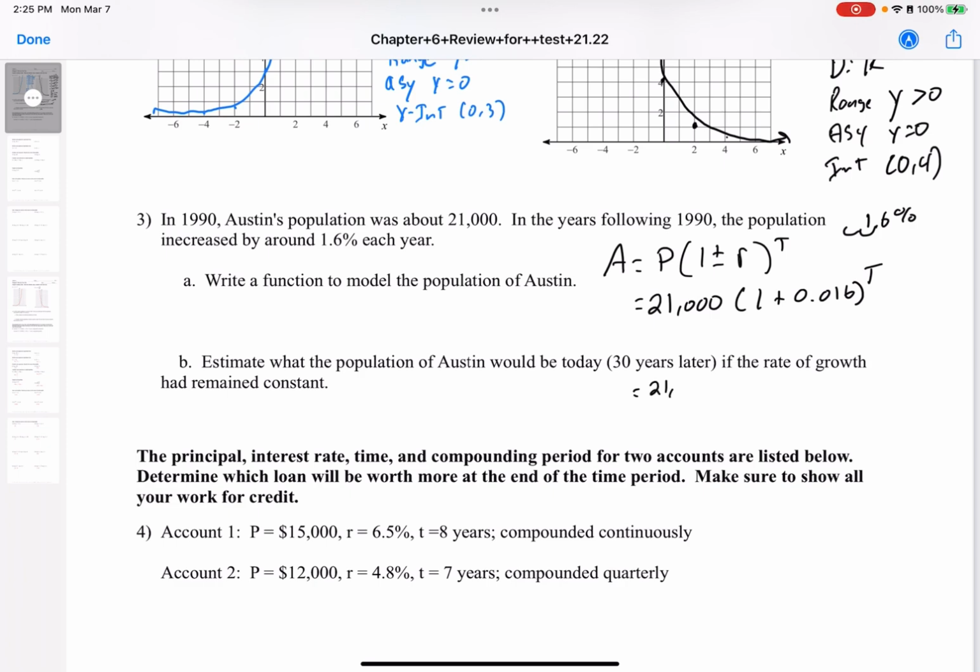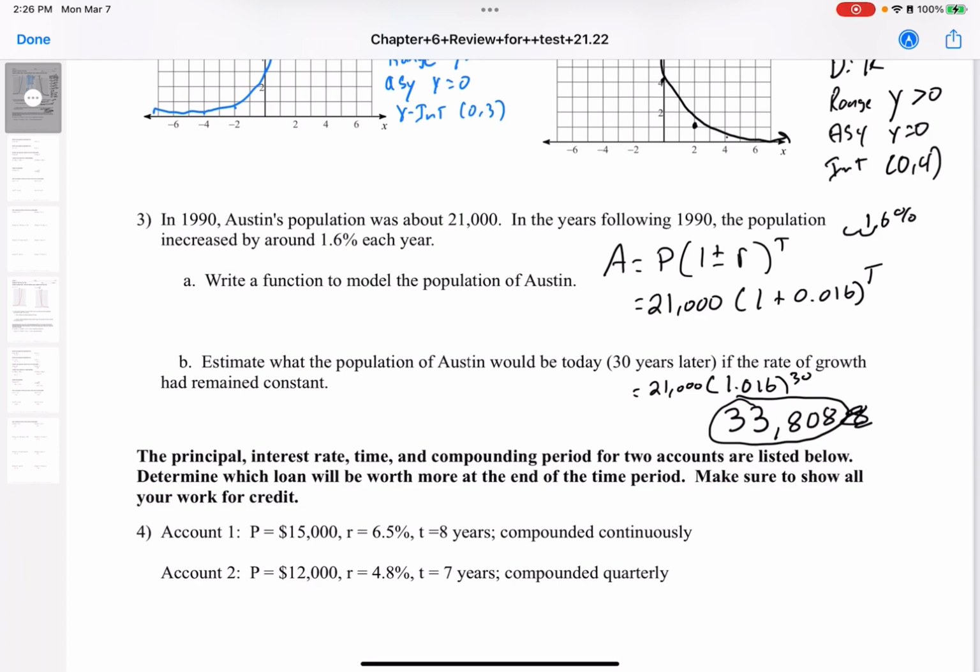So we're going to take 21,000 times 1, and I'm going to add that, so 1.016 to the 30th power. So you'll type that in on your calculator. Remember to hit the caret to get to your 30th. And your solution there is 33,808.8 people. You don't have the 0.8. So 33,808-ish, maybe 9.